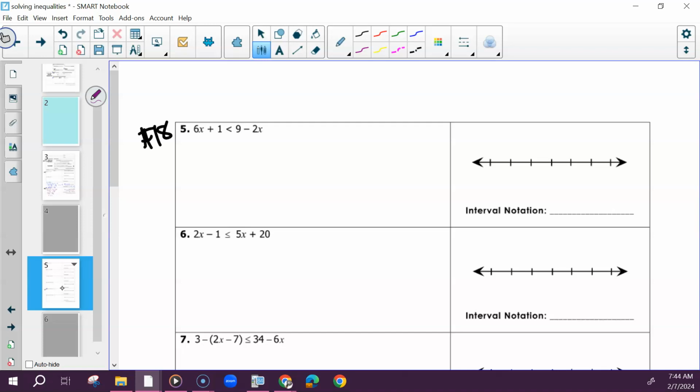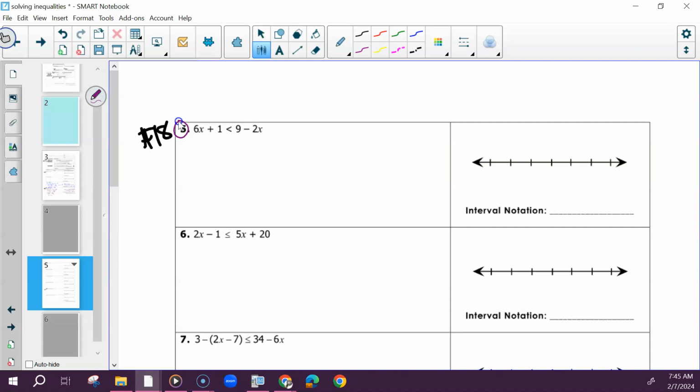Did anyone have any questions on this page? No, no. All of these are with variables on both sides. So how we solve the multi-step equations, we would do the same thing here. Thank you, Thomas. What number was that? Do you know? 15, okay.